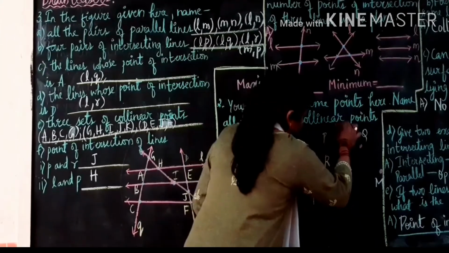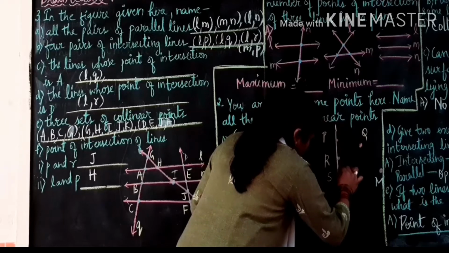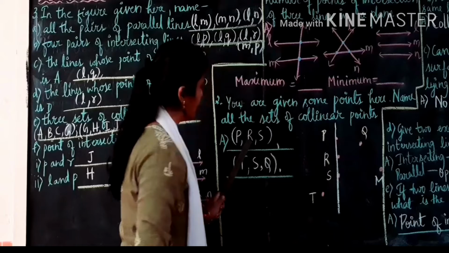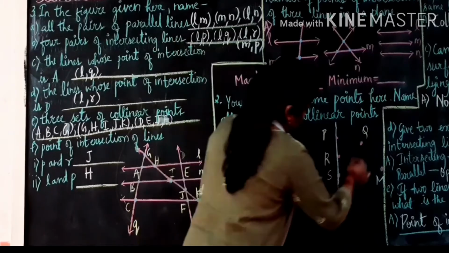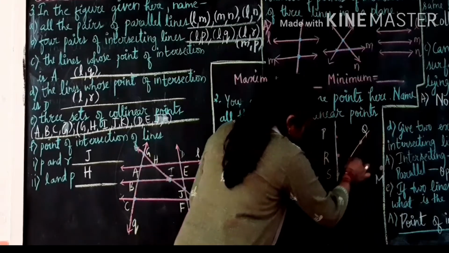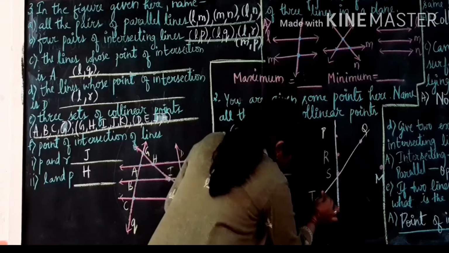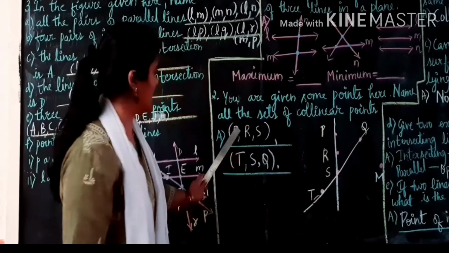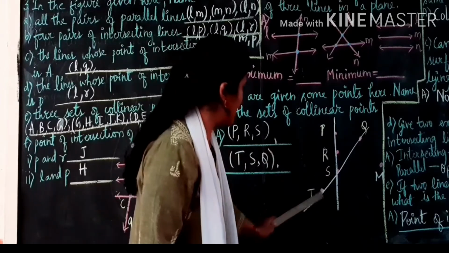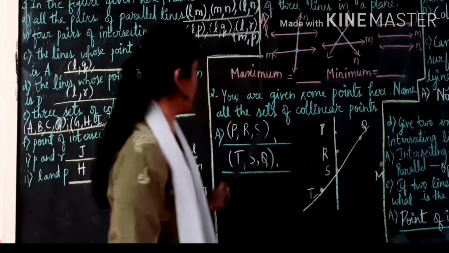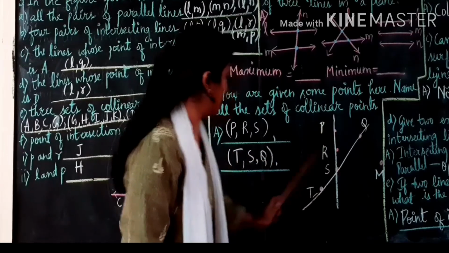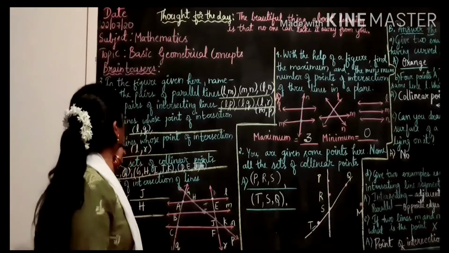Here I am joining the points P, R, S. So I get one line, that is P, R, S, and one more line you get, that is T, S, Q. So these are the two lines, P, R, S and T, S, Q, which points are lying on the same line. Then now let us solve question number 3.